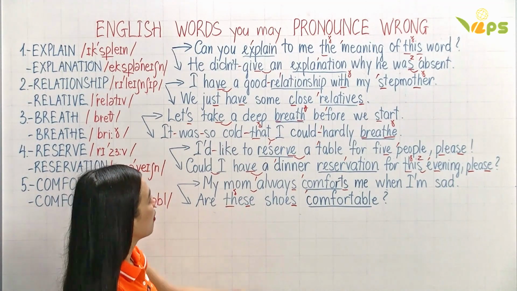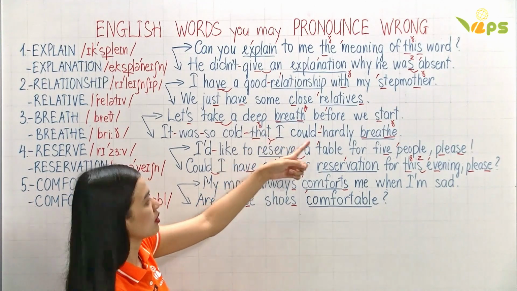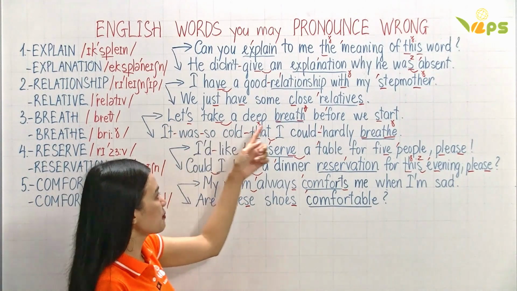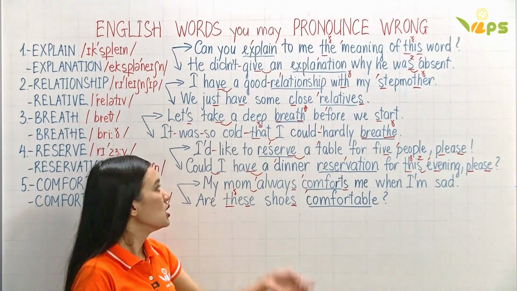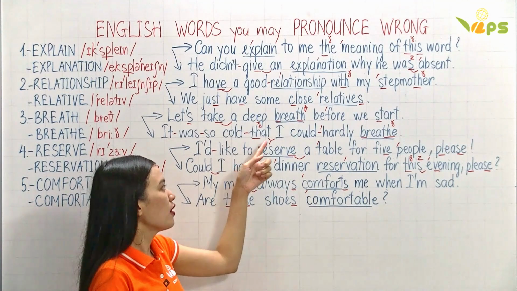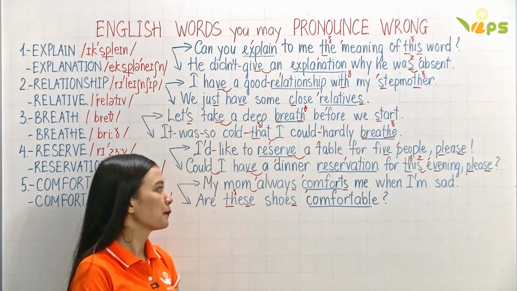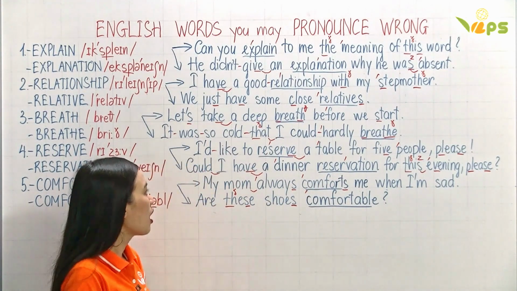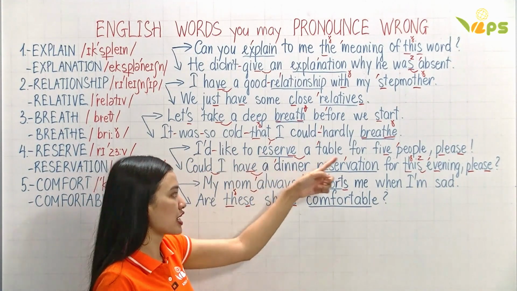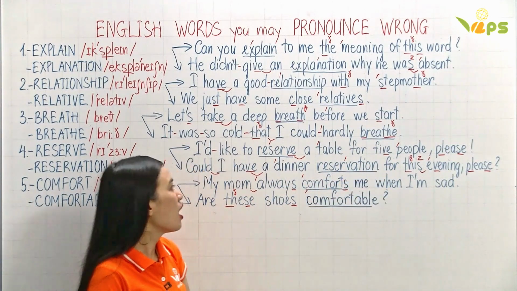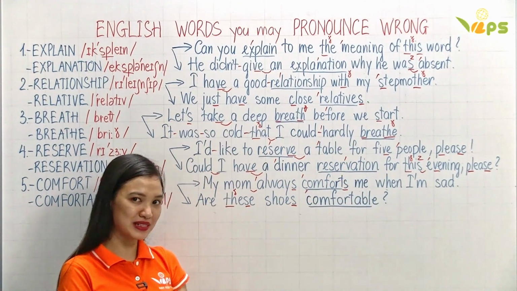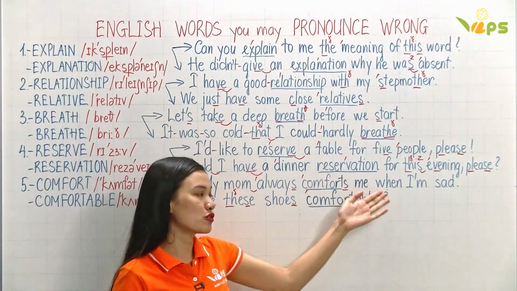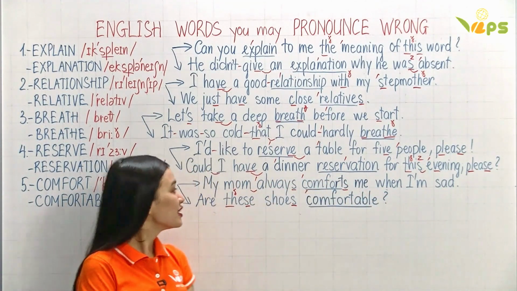Next. Breath and then breathe. Let's take a deep breath before we start. It was so cold that I could hardly breathe. Reserve and reservation. I'd like to reserve a table for 5 people, please. Reservation. Could I have a dinner reservation for this evening, please?